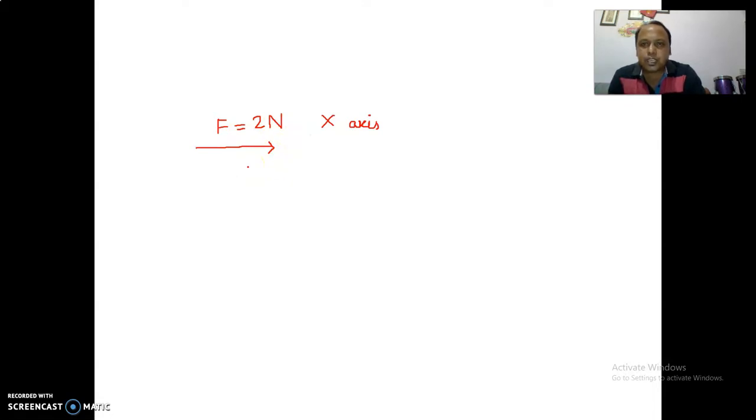Now suppose you have to represent 4 Newton force in the same x-axis direction. What will you do? The length of the arrow will be double the length which we have just now considered. Let's say this is the length. Now here the value of force is double. That is, the value of force which we are now considering is 4 Newtons.